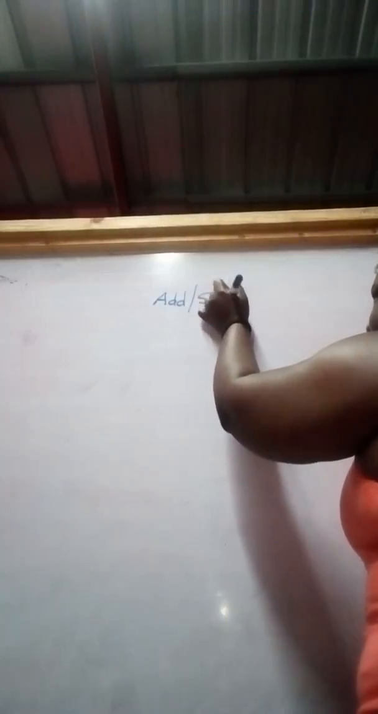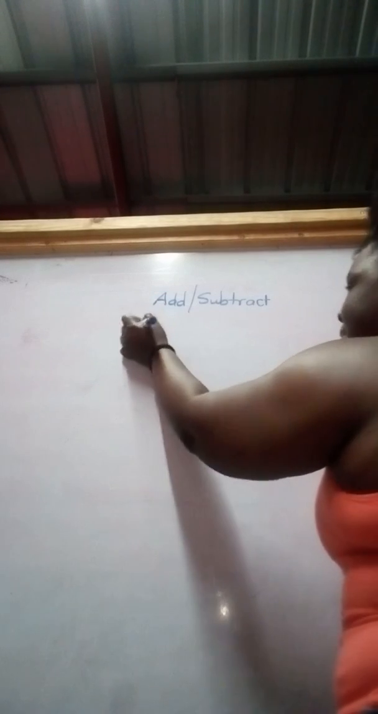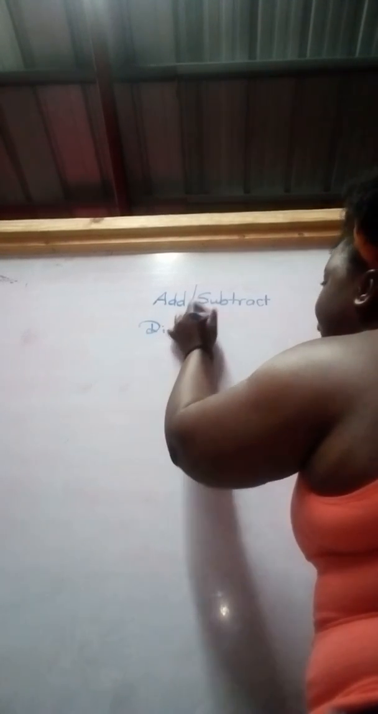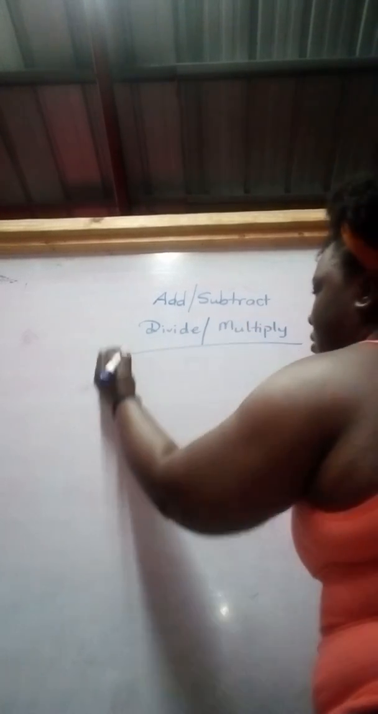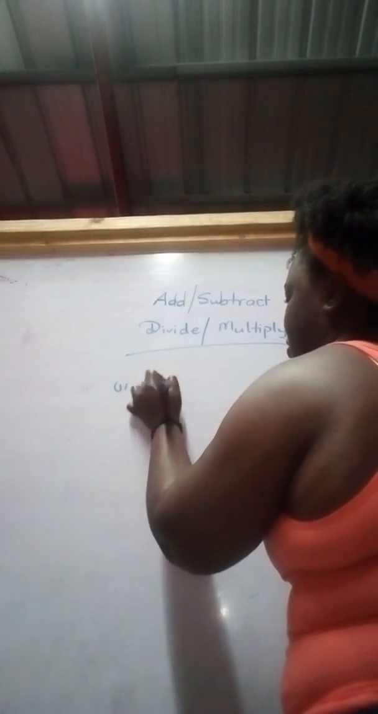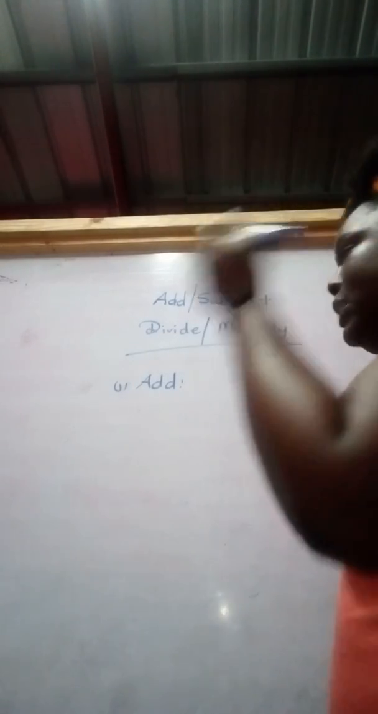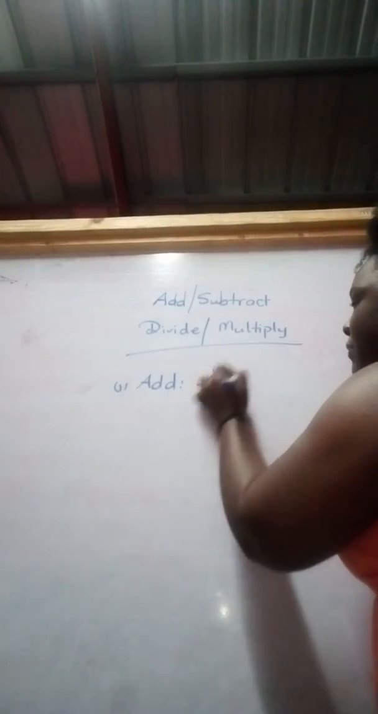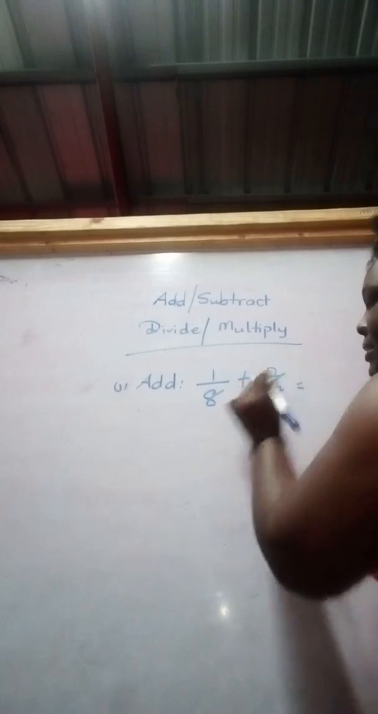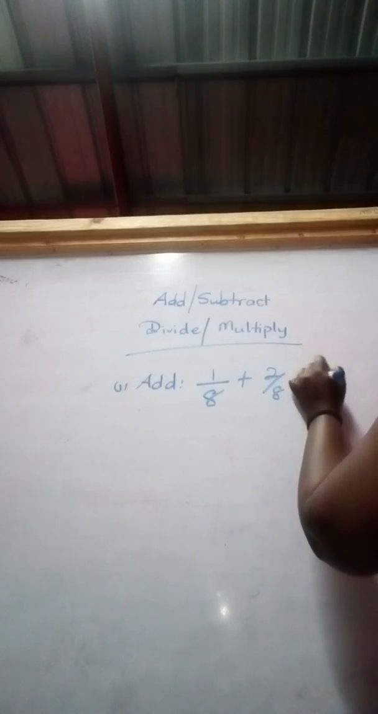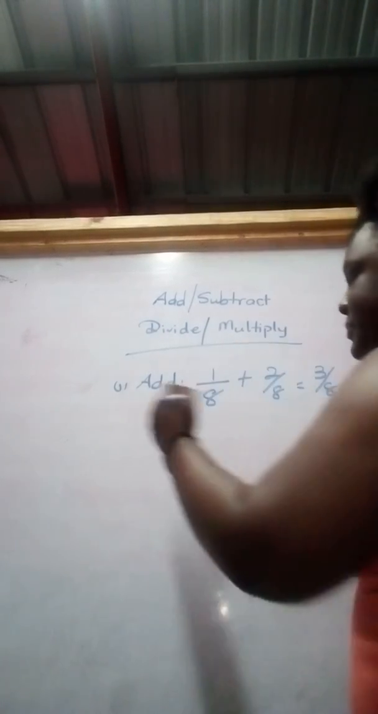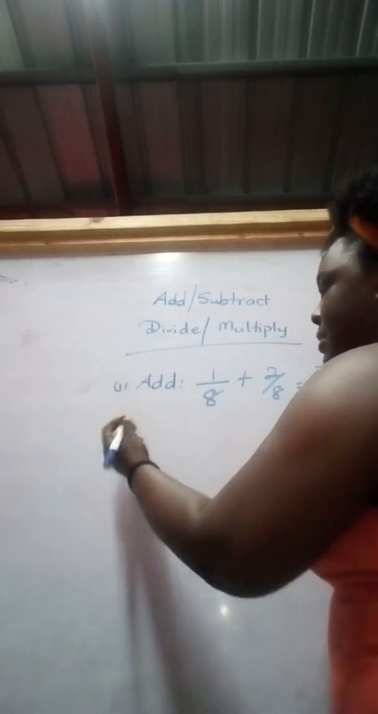Now, we can add, subtract, divide, and multiply fractions. Let's look at addition of fractions. With addition of fractions, the denominators must be the same. So if you have 1/8 and 2/8, the denominators are the same, so all we do is add our numerators. 2 plus 1 is 3. We have 3/8. However, at your level, the denominators come as different.